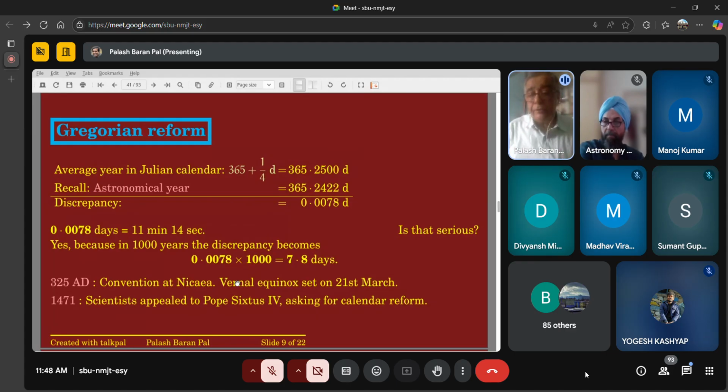So the Pope was Sixtus IV, and the scientist appealed to him, said that some calendar reform is necessary. Now, as we know, the church is usually very prompt in considering these sort of appeals. So they took a decision within 111 years, and the Pope at that time was Pope Gregory the 13th. He actually approved the reform.